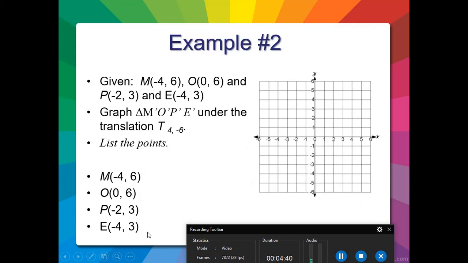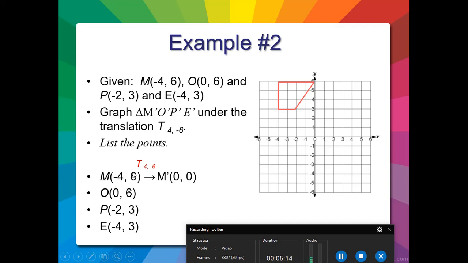In example 2, our figure is a quadrilateral MOPE. So we'll go ahead and we'll plot that figure. Looks like a trapezoid. Now we're going to translate it using the rule (4, -6). So this tells me I'm moving it 4 units to the right and 6 units down. I'm going to go ahead and apply that rule to the existing ordered pairs. Don't forget you want to complete a full mapping. That means list all the originals, state your rule, and then your prime location.